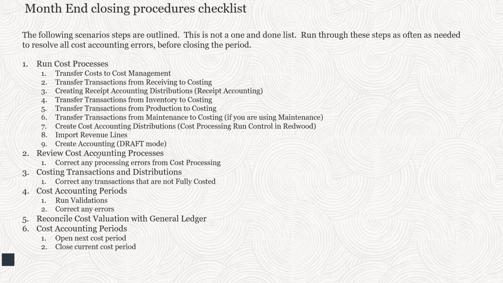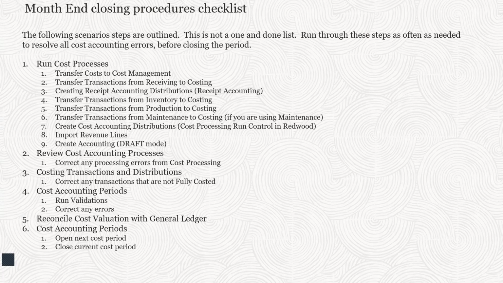And we'll also walk through review cost accounting processes, how we can go look at some of these errors. We'll look at cost transactions and distributions, which is a new term in Redwood for review cost accounting distributions. We'll talk through periods, etc. The one I'm not going to get into a lot is reconcile cost valuation with general ledger. I'm not a general ledger guy, so I'm not the best one to show you how to do that. I can show you where cost valuation is in cost accounting, but the general ledger side is more for the finance guys. And then we'll talk about opening and closing periods at the end.